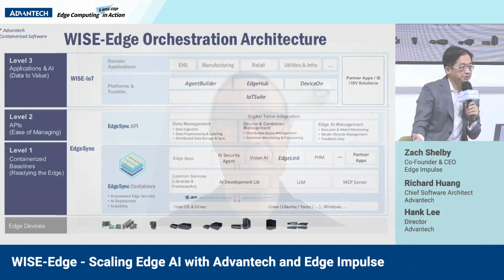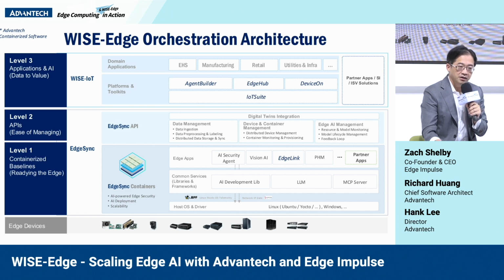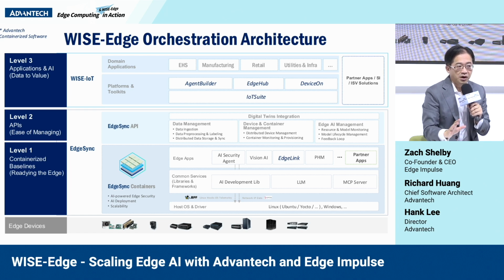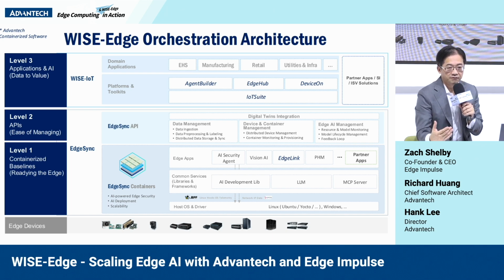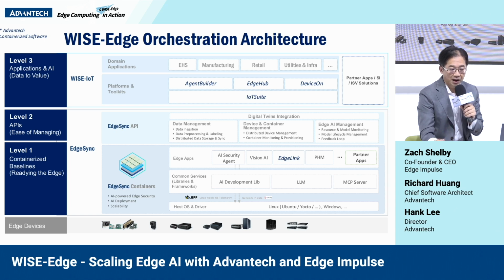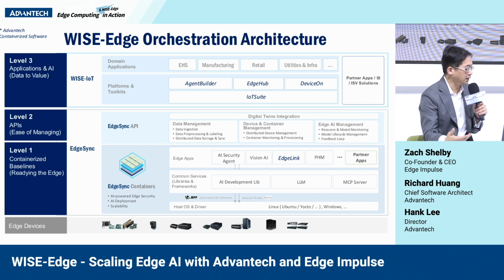Zach gave us a very comprehensive vision for how Edge Impulse sees this world and what problems they're solving. So everything is the problem around the data. And also he mentioned the importance of the future of the hardware, heterogeneous hardware. We need less power consumption hardware, but with high efficiency. So Richard, how do we see the challenges for edge intelligence, and what does our WISE-Edge equip, what kind of capabilities, to face these challenges?